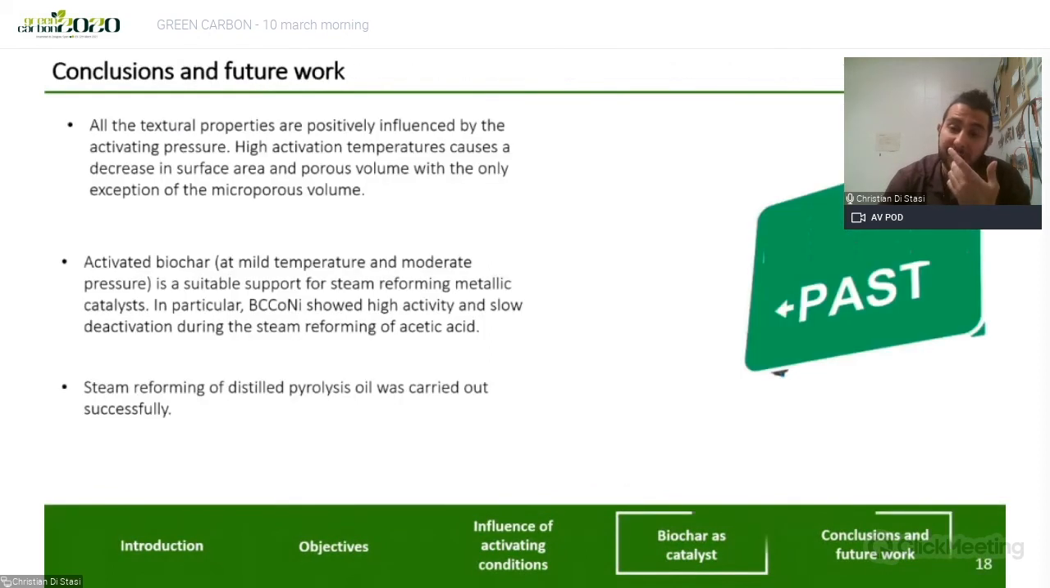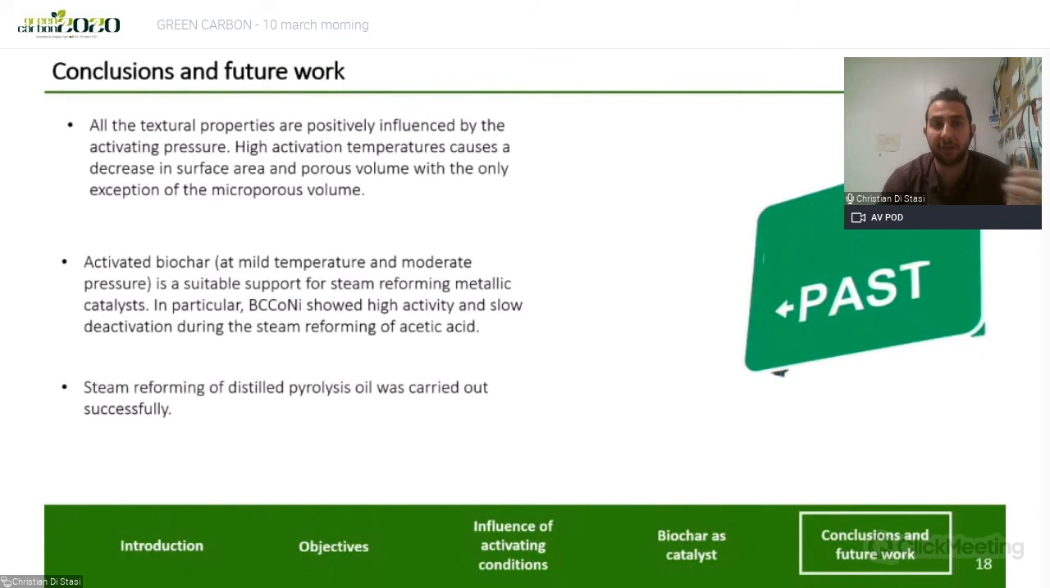To conclude, we studied the influence of pressure and temperature, in particular the pressure in the activation procedures, which resulted to be very helpful, because even at low temperature, with higher pressure we were able to obtain high surface area and good textural properties. The production of the biochar-based catalyst was successful because we were able to reform acetic acid with a conversion value close to 100%, and the reforming of the distilled pyrolysis oil was also carried out.